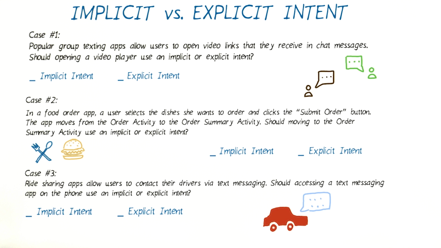In case number 2, in a food ordering app, a user selects the dishes that she wants to order and clicks the Submit Order button. The app then moves from the order activity to the order summary activity. Should moving to the order summary activity use an implicit or explicit intent? And in case number 3, ride-sharing apps allow users to contact their drivers via text messaging. Should accessing a text messaging app on the phone use an implicit or explicit intent?